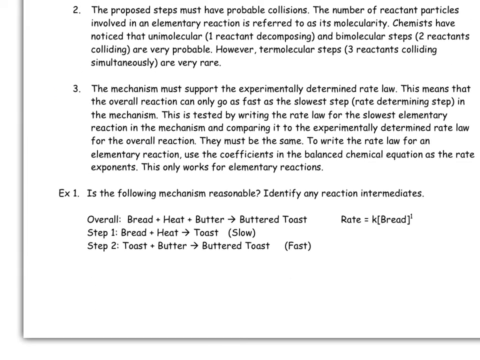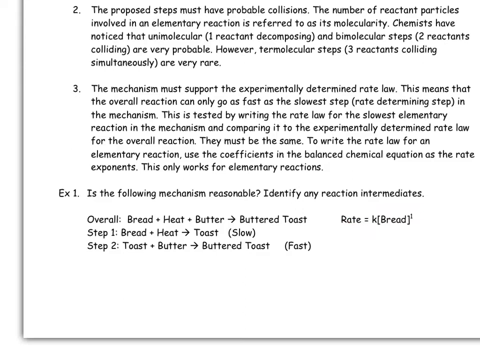Let's have a look at example 1. The overall reaction here is bread plus heat plus butter produces buttered toast. And over here is the experimentally determined rate law. Now I'm going to propose the following mechanism, and we're going to use the 3 tests to see if it's reasonable. Step 1, bread plus heat produces toast, and that's the slow step. And step 2, toast plus butter produces buttered toast, and that's the fast step.